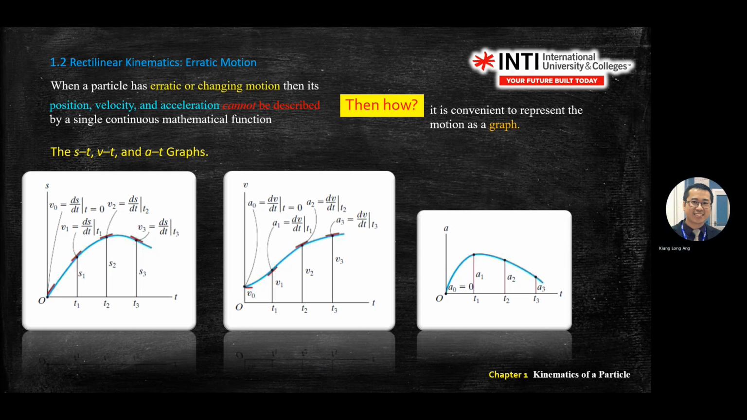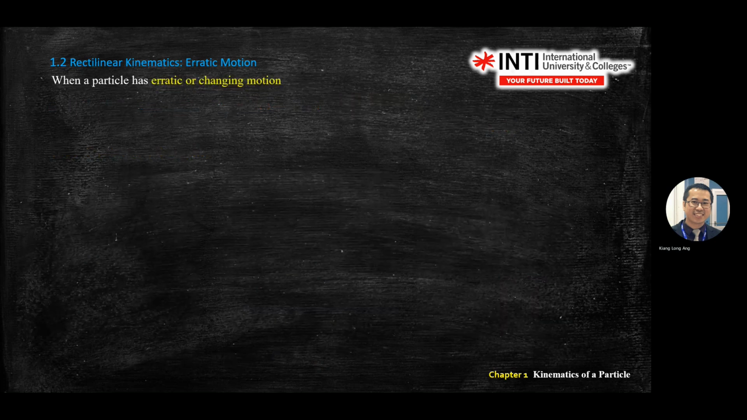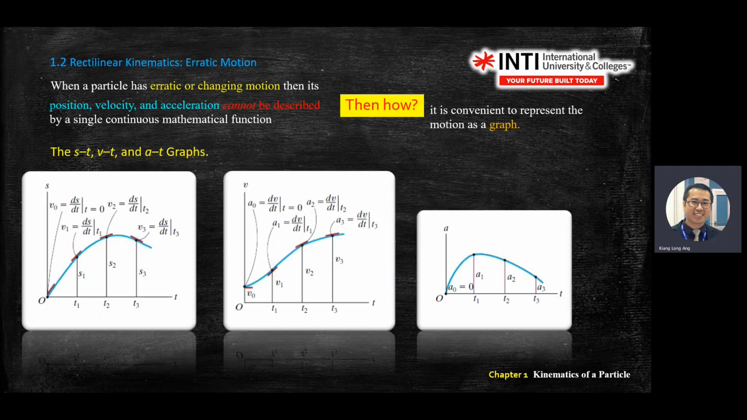However, the area below the AT graph gives you something. Okay, we will look into that. So these 3 graphs are expected in your test 1. Make sure you practice this section. Yeah?